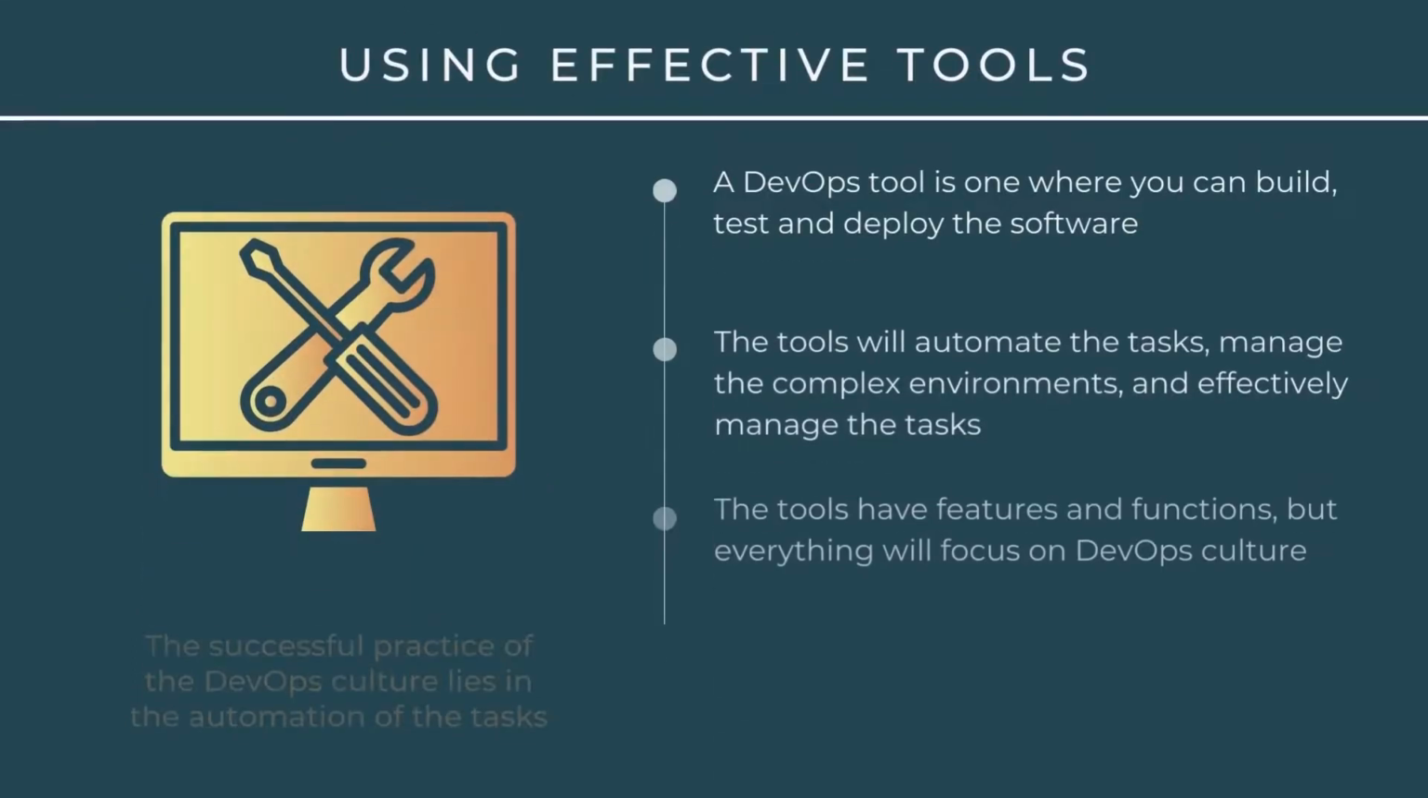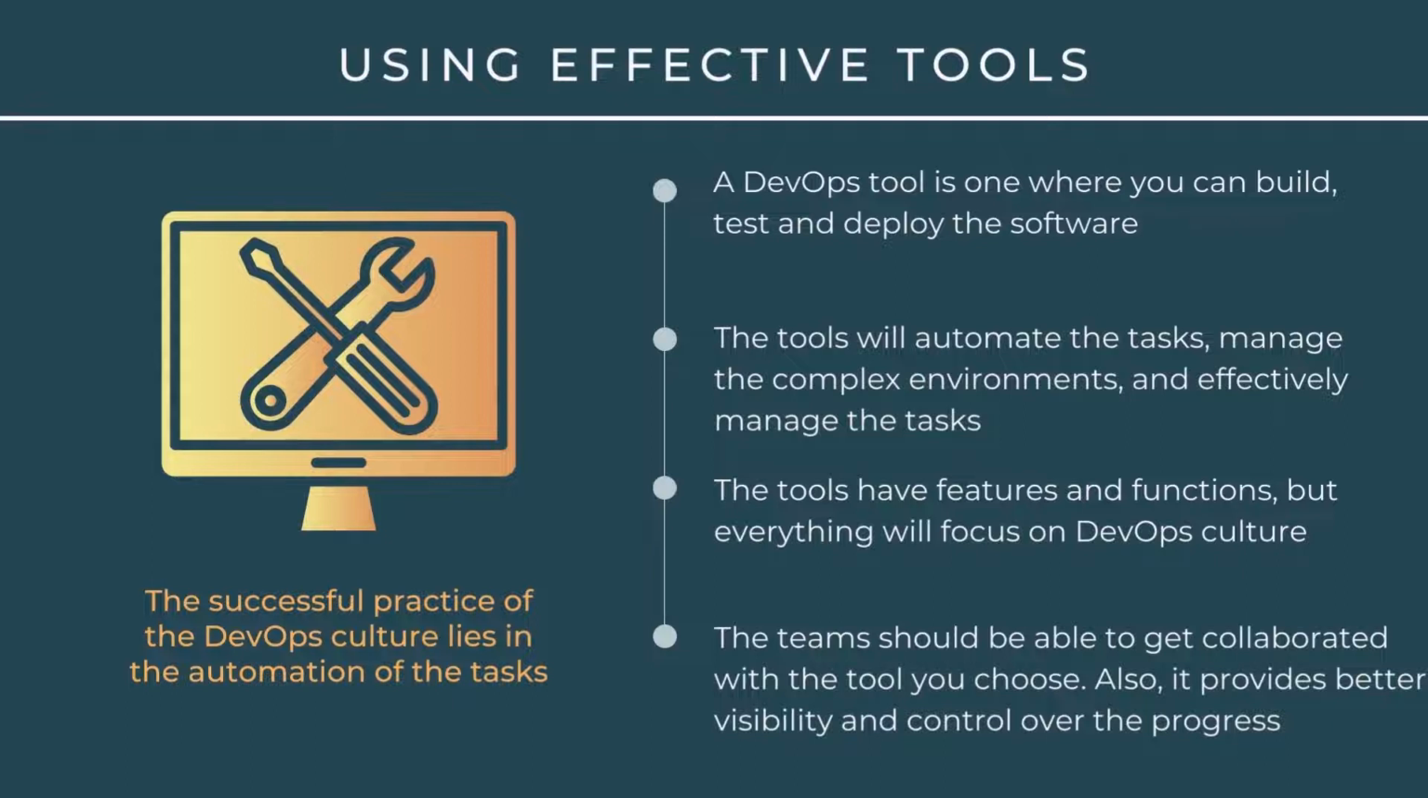Seventh, talking about using effective tools. The successful practice of the DevOps culture lies in the automation of the tasks. Since automation is preferred in DevOps, the tasks are becoming easier for developers and the operations engineers in product development. A DevOps tool is one where you can build, test, and deploy the software. It also assists you in tracking the performance and will alert you in the case of any mistakes in the overall process. The tools will automate the tasks, manage the complex environments, and effectively manage the tasks.